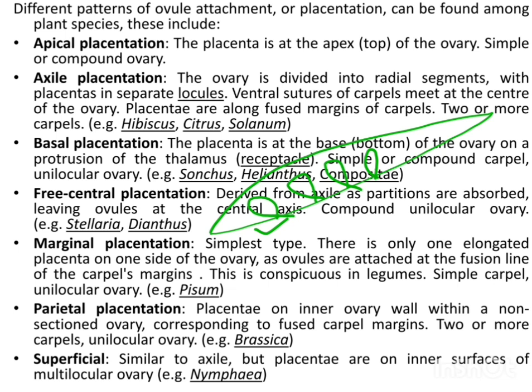Then parietal placentation, where the placenta is on the inner ovary wall within a non-septate ovary, corresponding to the fused carpel margin. There are 2 or more carpels present like this. Parietal placentation is generally seen in the Brassicaceae family. Then superficial, similar to axile, but the placenta is on the inner surface of a multilocular ovary, present in Nymphaea. Superficial placentation is seen in the Nymphaeaceae family.